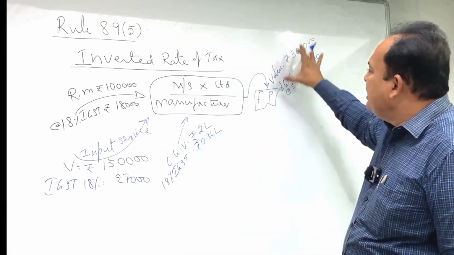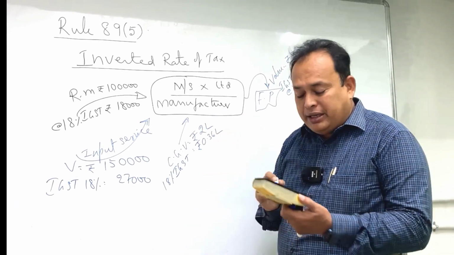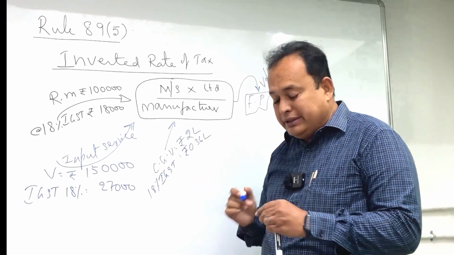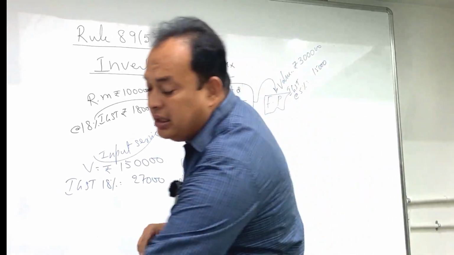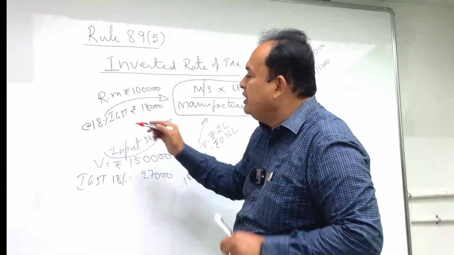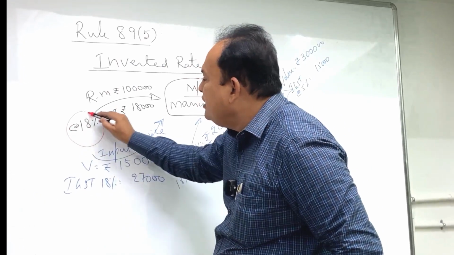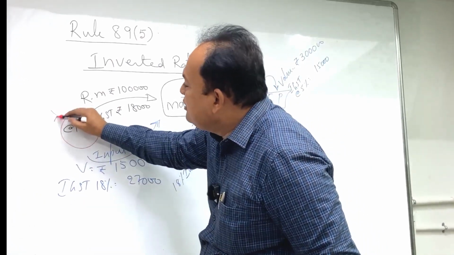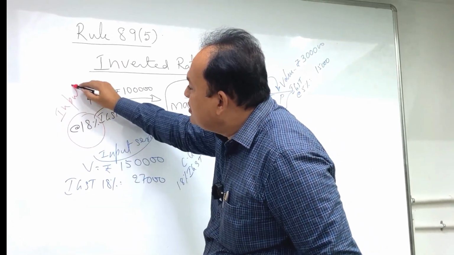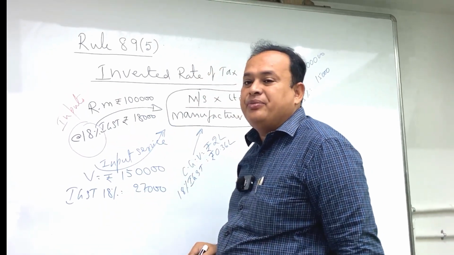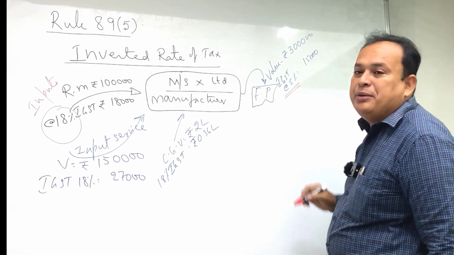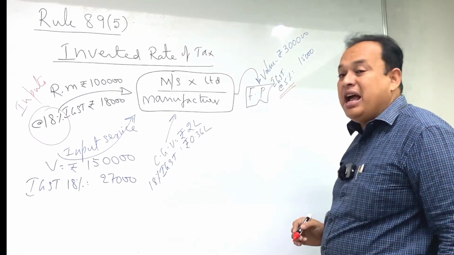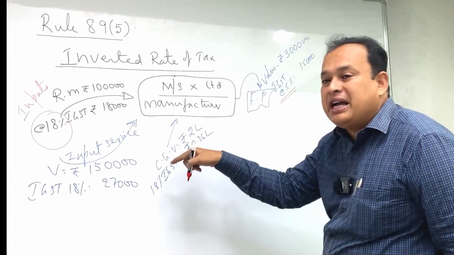In the given case, my inward supply, what rate of tax applied? My inward supply here applied 18% GST, on inputs. Whereas my output attracts what rate of GST? 5%. This is called the inverted rate of tax.